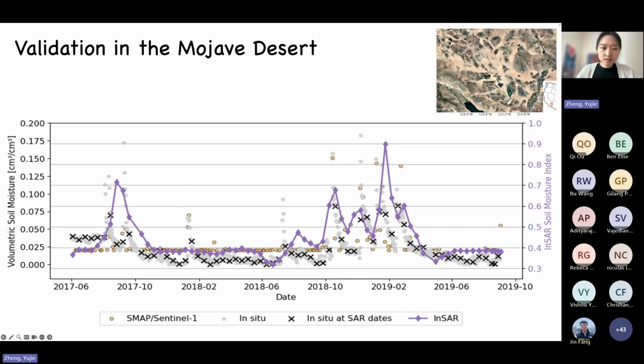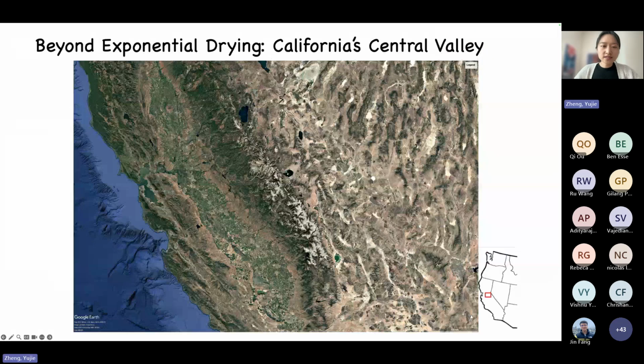Using our algorithm, we recovered the InSAR soil moisture index, and it did a pretty decent job of recovering most of the significant soil moisture anomalies. The main limitation here is really the temporal resolution of Sentinel-1, because it's every 6 or 12 days. If you have soil moisture anomalies that are closely spaced together, it is harder to differentiate them. But overall, the agreement is excellent. So that's the easier case, the Mojave Desert.